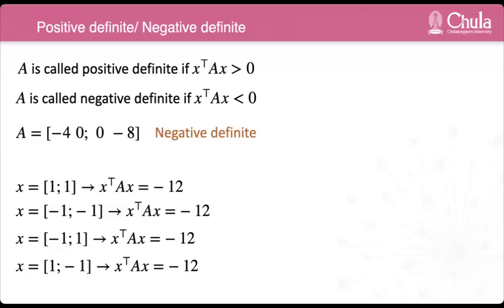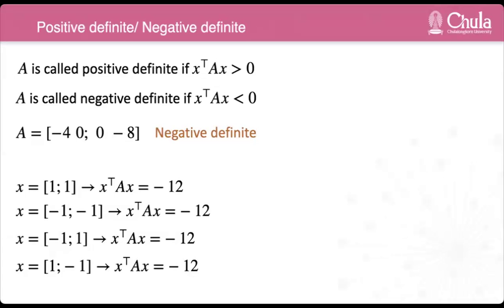So for example, we have this A: minus 4, 0, 0, minus 8. This is a diagonal matrix, right? We know that this one is negative definite for sure, because it's a diagonal matrix and all the elements are negative. But I will show you that this definition always holds.